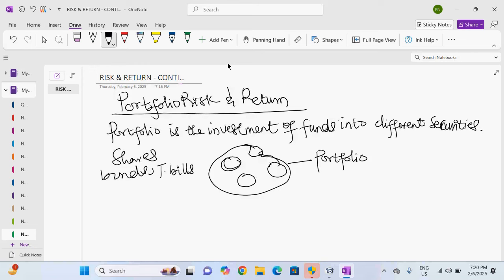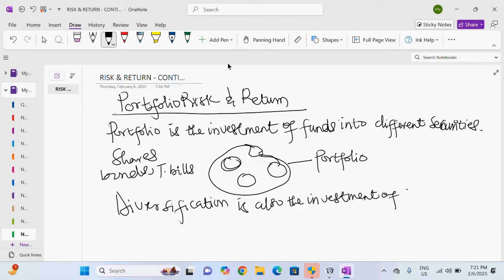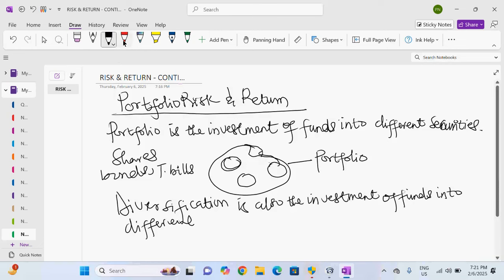Also, investing in different types of securities can be known as diversification. So diversification is also the investment of funds into different kinds of securities. That is diversification.